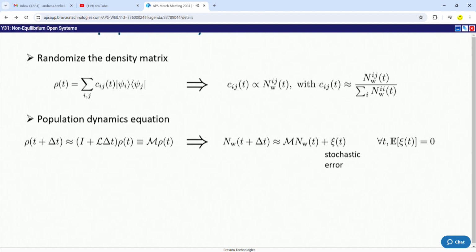Here, you replace your density matrix in the master equation by some worker population. Because you approximate your unnormalized density matrix with integers, you have an added stochastic error term, and we have proven that at any time the expectation value of this stochastic error term is 0. This means that the approximation is unbiased. By increasing the number of workers, which is also the computational overhead of our algorithm, you can systematically reduce this stochastic error.